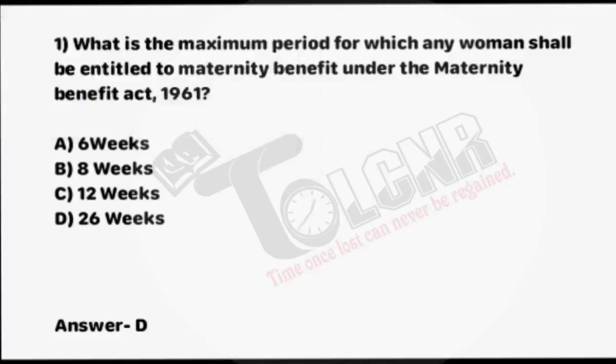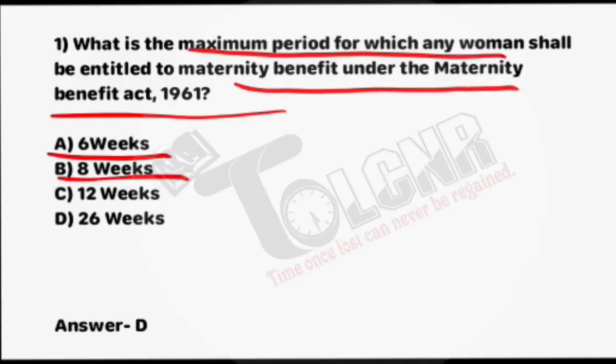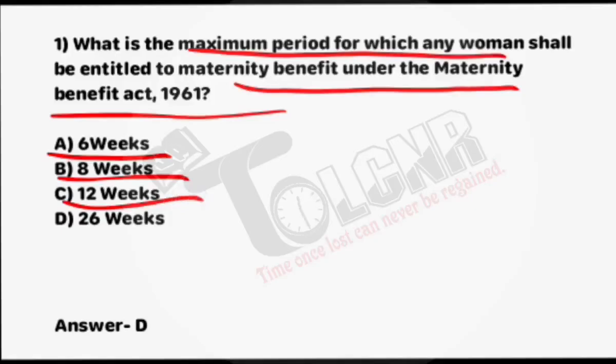First question is, what is the maximum period for which any woman shall be entitled to maternity benefit under the Maternity Benefit Act 1961? A option is 6 weeks, B option is 8 weeks, C option is 12 weeks, and D option is 26 weeks. D option is correct, 26 weeks. 26 weeks is the maximum period for which any woman shall be entitled to maternity benefit under the Maternity Benefit Act 1961, right?